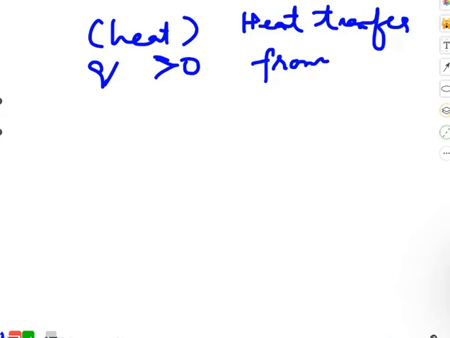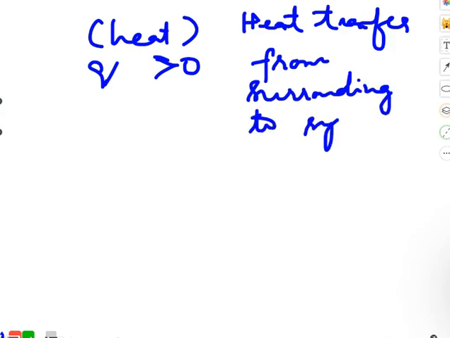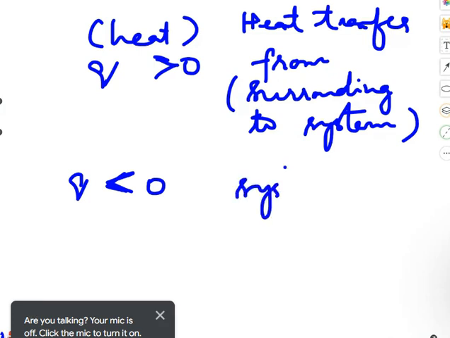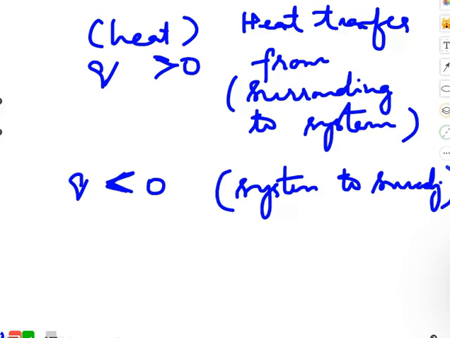The transfer is from the surrounding to the system. Surrounding to system, sir. When will it be negative? When the system transfers heat to the surrounding.